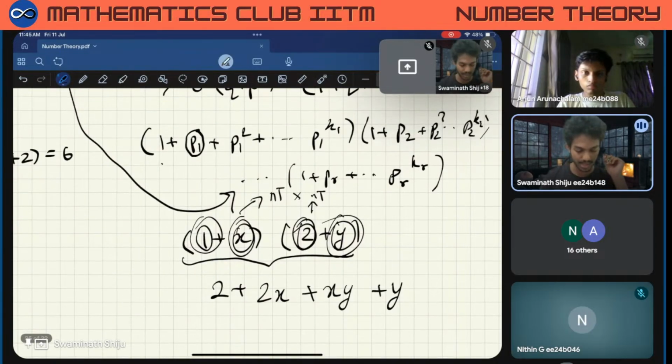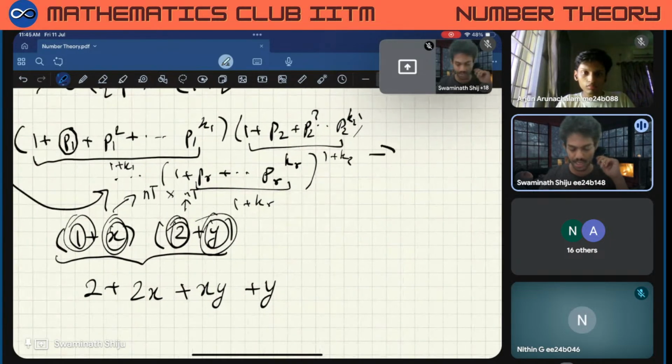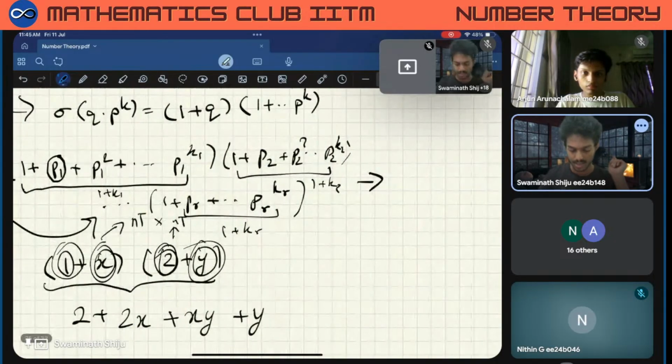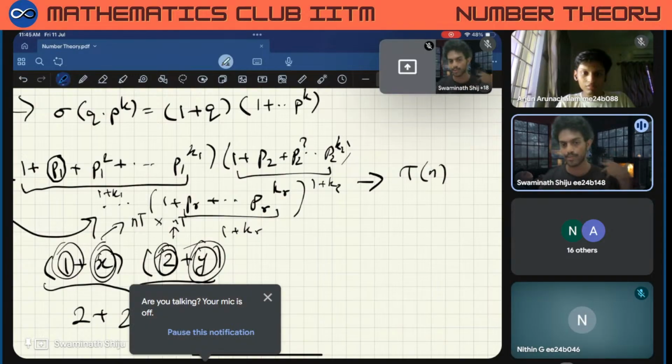Now here, this is 1 plus k1 terms. This is 1 plus k2 terms. This is 1 plus k3, up to kr terms. So how many terms will you get when you multiply this? It will be tau n. So we know that the number of terms matches. Now we'll try to prove that it is exactly the terms we need.